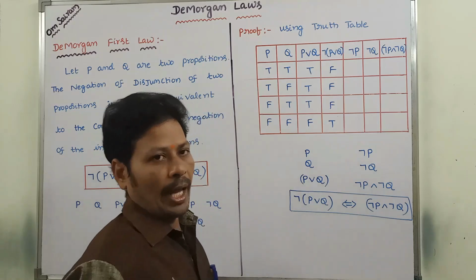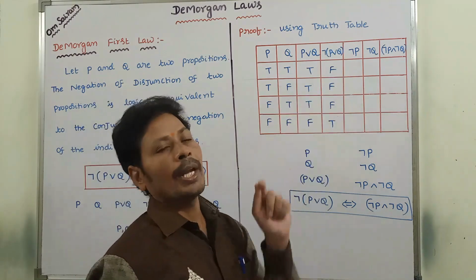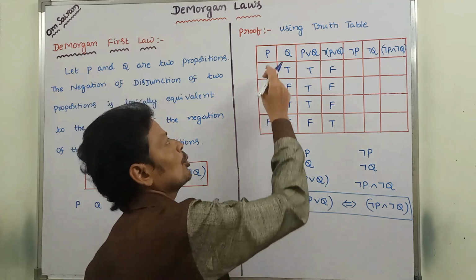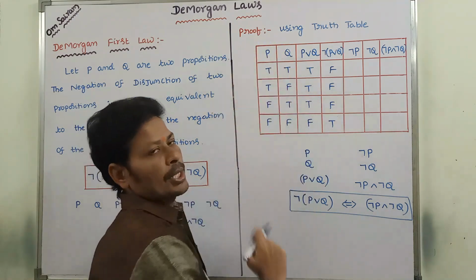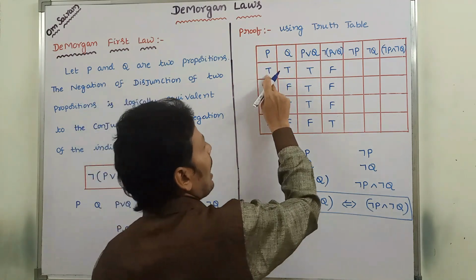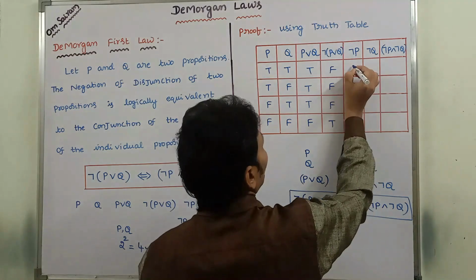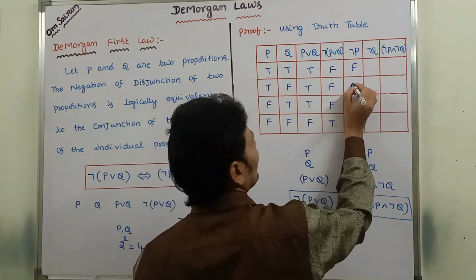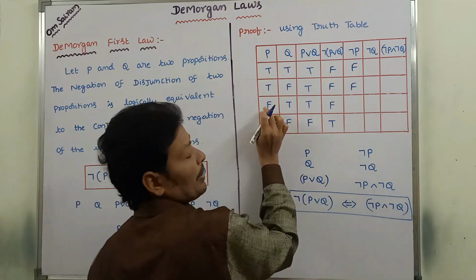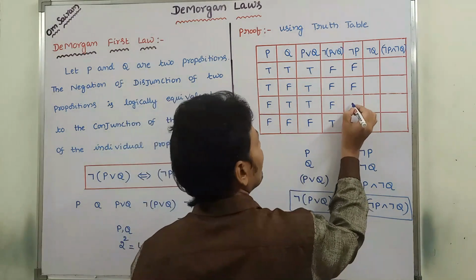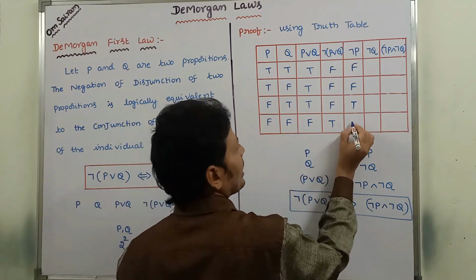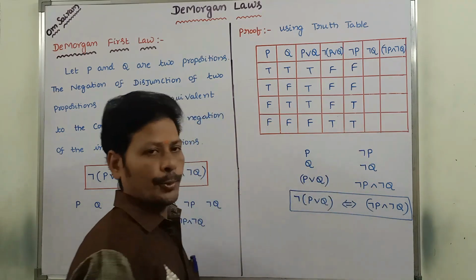Next, the truth value of negation P can be obtained by negating the truth value of proposition P. When P is true, negation P is false. When P is false, negation P is true.